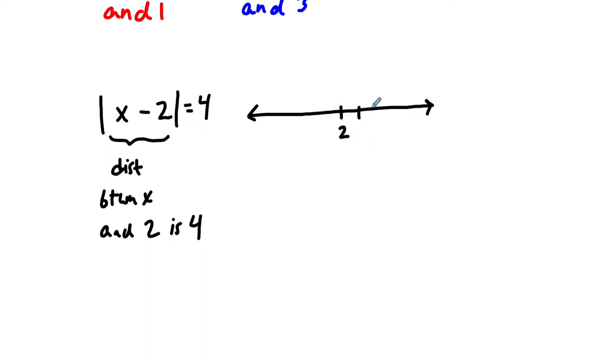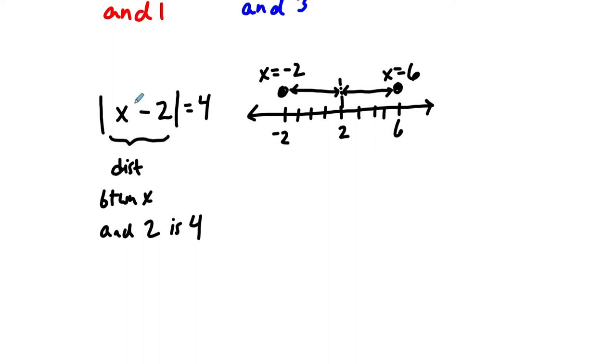And if I go up 1, 2, 3, 4, I'm at 6. And if I go down 4, 1, 2, 3, 4, I'm at negative 2. These are my two answers. x could be negative 2, and x could be 6. Their distance from 2 is equal to 4. That's what this is. The absolute value is measuring the distance between whatever is here and whatever is here.